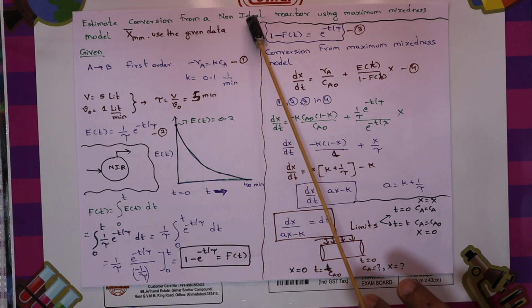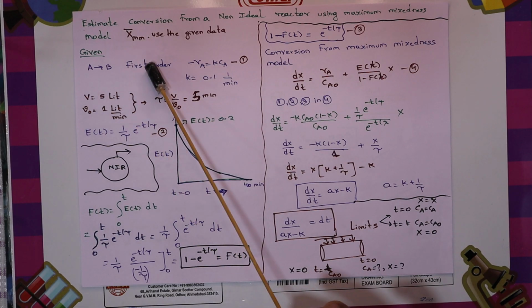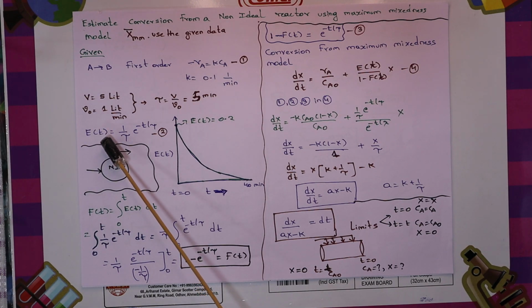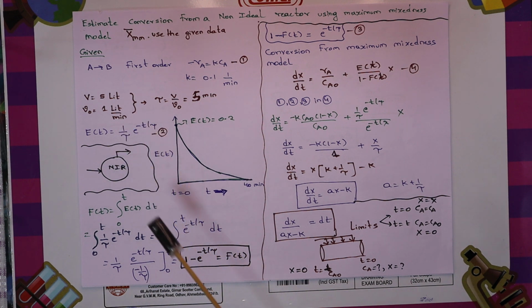Estimate the conversion from a non-ideal reactor using the maximum mixedness model. Given the non-ideal reactor, a first order reaction, the k information, the volume of the non-ideal reactor, the volumetric flow rate, and E of t. That means through tracer curve experiments, they found that E of t is 1 by tau into e power minus t by tau. If you know E of t, you can find out f of t. F of t is nothing but the integral from 0 to t of E of t dt.